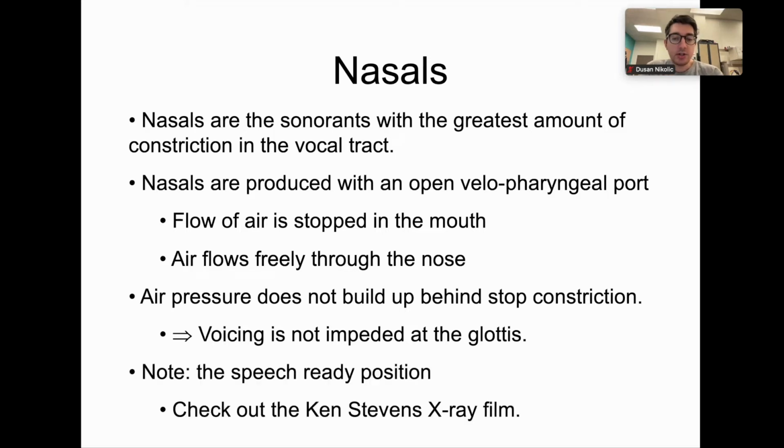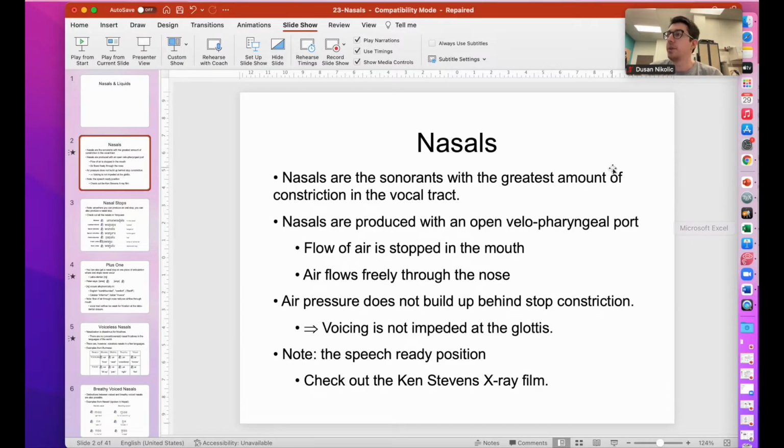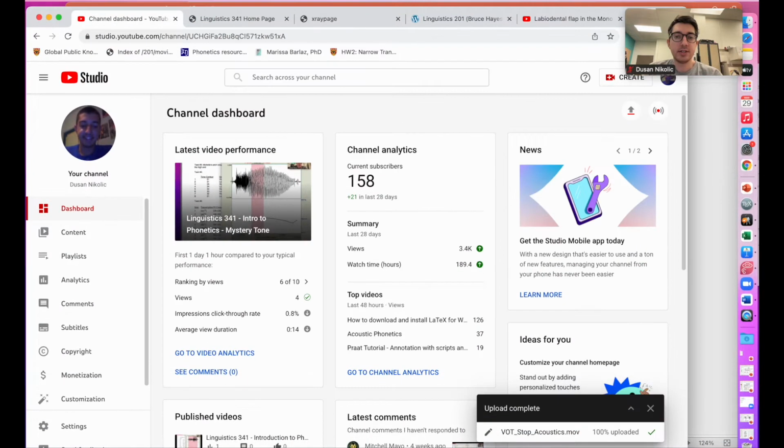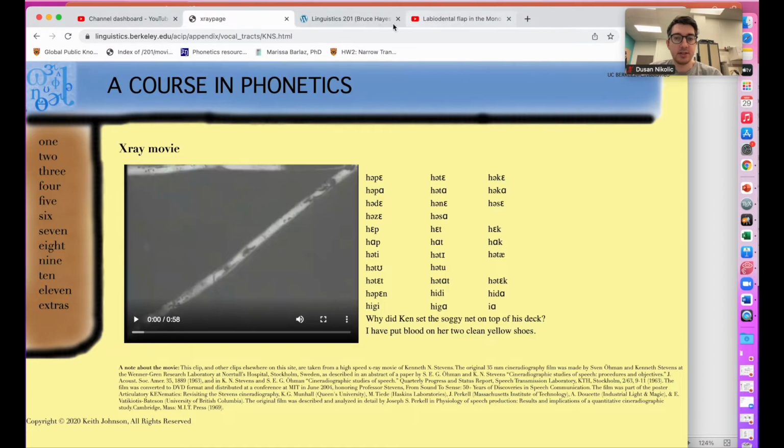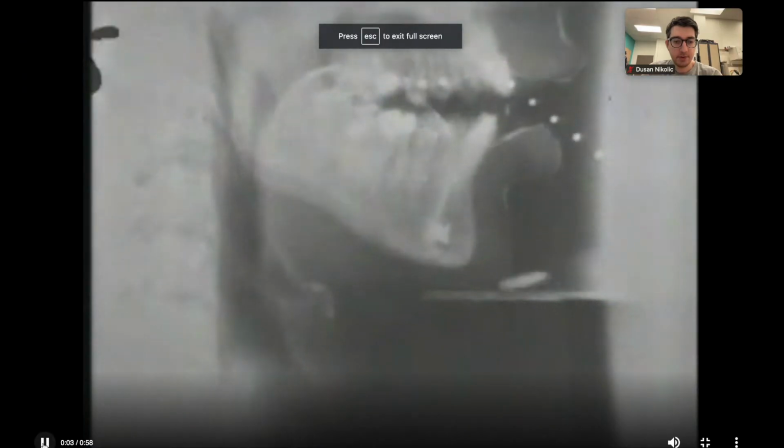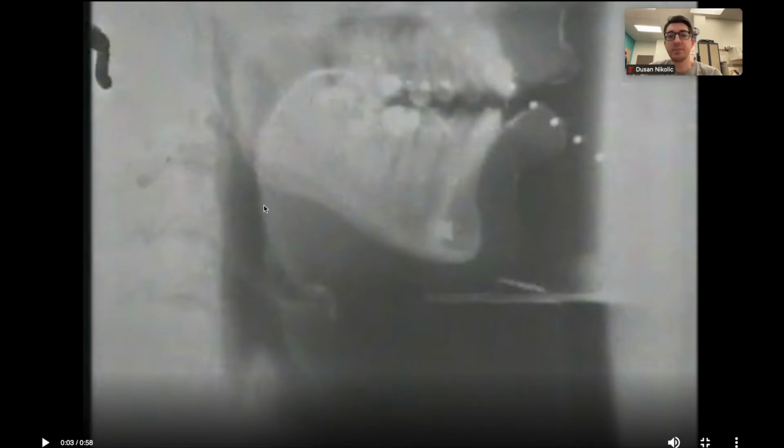The speech ready position, we can check out Ken Stevens' x-ray. So I'll show you what a speech ready position is. So this is basically a speech ready position where the velum is lowered, but it gets raised for the air not to go through your nose. It's speech ready position because we have to breathe, right? And you usually breathe through your nose, and the air through your nose has to go to your lungs.